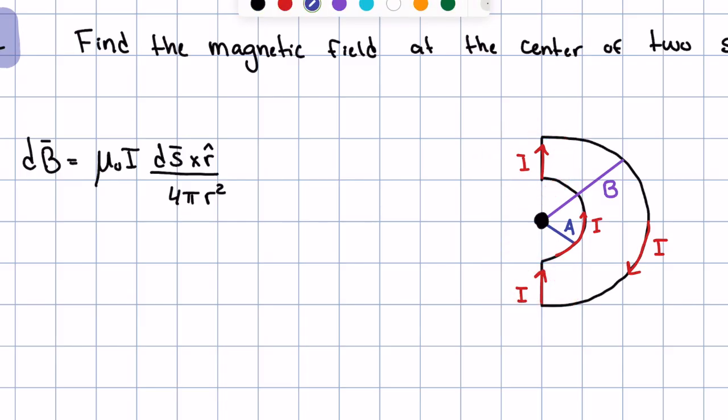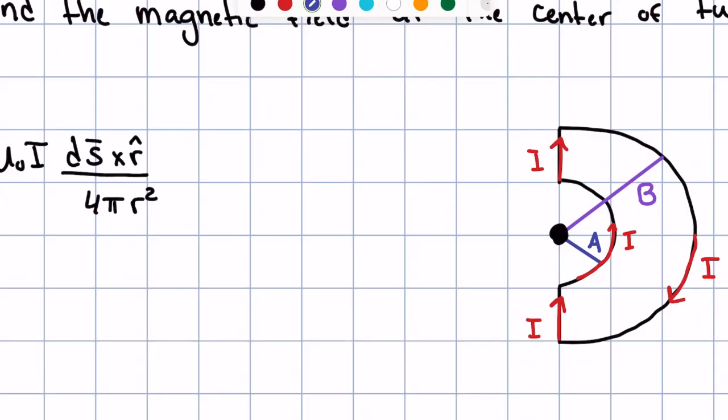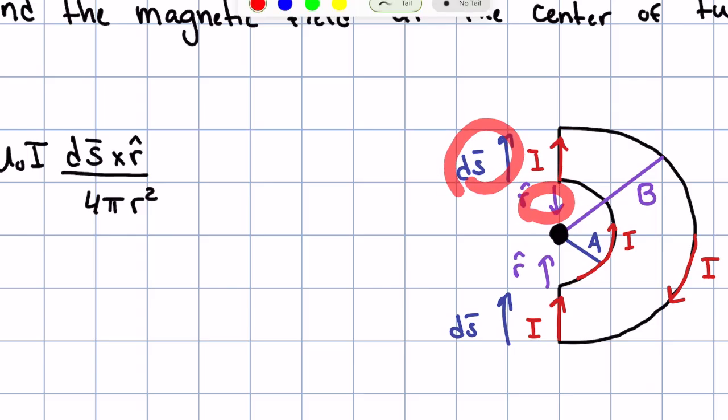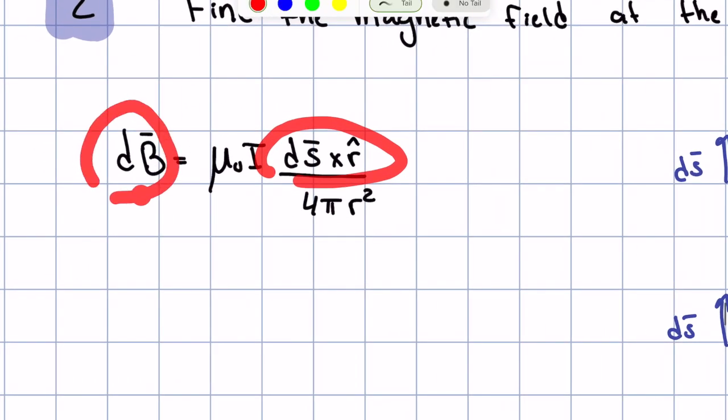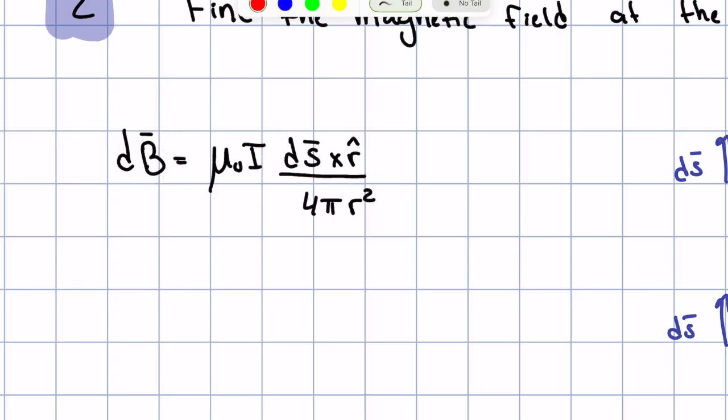So ds is a little step along our current carrying wire. Here, this is the direction of ds, and here this is also the direction of ds. Now r hat is the unit vector going from our current carrying wire to the point of interest. So here it's going to be in this direction, like this is r hat, and then here, this is r hat. We see that ds and r hat are parallel to one another, for both this part and this part. Because they're parallel, ds cross r hat is always going to be 0 for these two straight lines. Because this is 0, dB is equal to 0, so they do not contribute to the magnetic field at all.